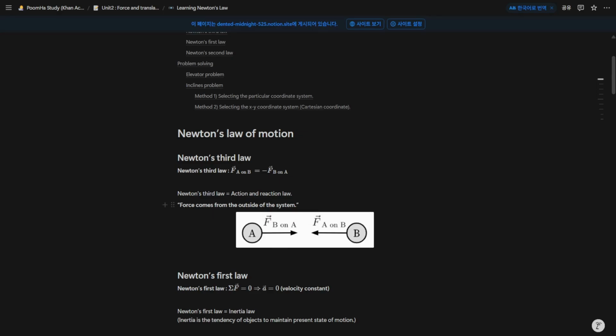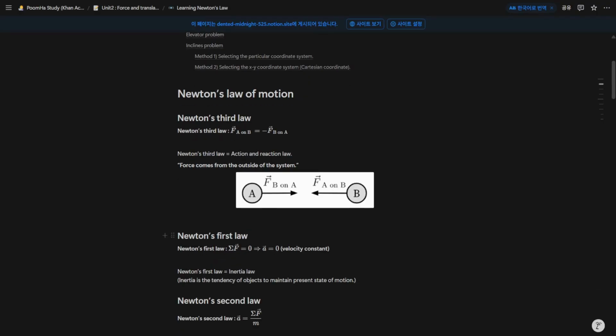This rule means that force comes from outside of the system. If there are no external forces, the motion of the system does not change. This is Newton's first law. Newton's first law is the law of inertia. Objects maintain their present state of motion.